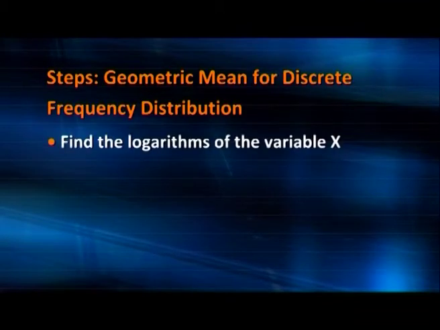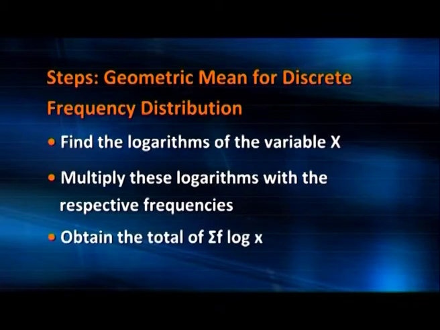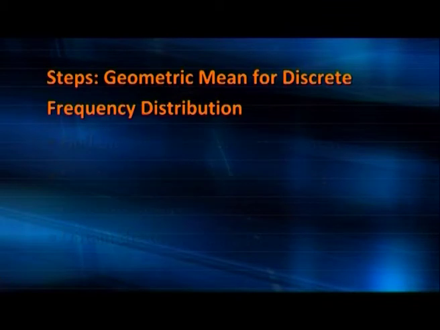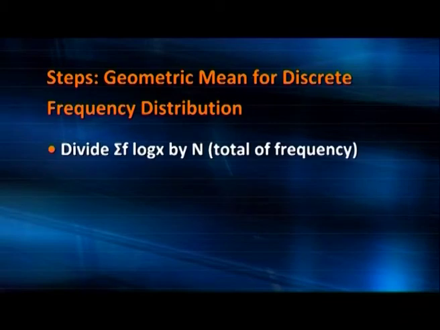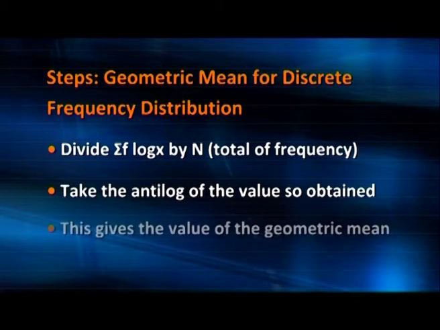Steps. Find the logarithms of the variable x. Multiply these logarithms with the respective frequencies. Obtain the total, the summation of f log x. Divide the summation of f log x by n, which is the total of frequency. Take the antilog of the value so obtained. This gives the value of the geometric mean.